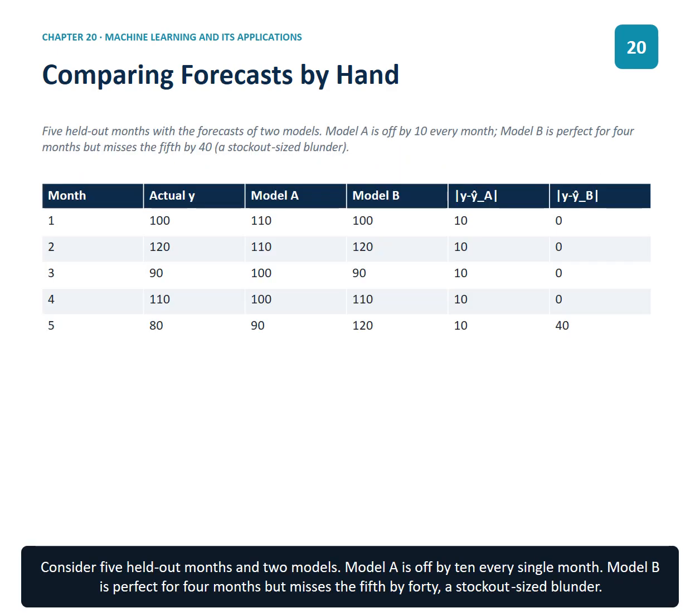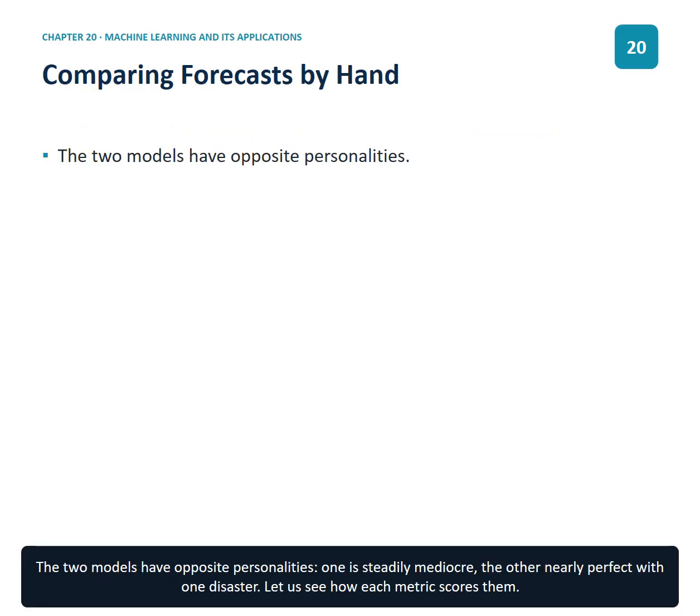Consider 5 held-out months and 2 models. Model A is off by 10 every single month. Model B is perfect for 4 months but misses the fifth by 40, a stock-outsized blunder. The two models have opposite personalities. One is steadily mediocre, the other nearly perfect with one disaster. Let us see how each metric scores them.